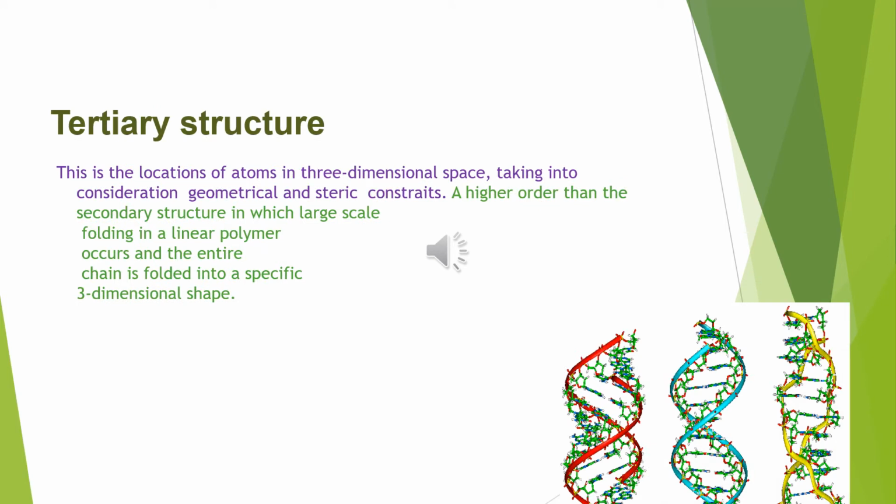In tertiary structure, this is the location of atoms in 3-dimensional space, taking into consideration geometrical and steric constraints. It is a higher order than the secondary structure, in which a larger scaffolding of a linear polymer occurs, and the entire chain is folded into a specific 3-dimensional shape. In the tertiary structure, folding occurs in each strand and involves both strands, giving the 3-dimensional shape of the nucleic acid.